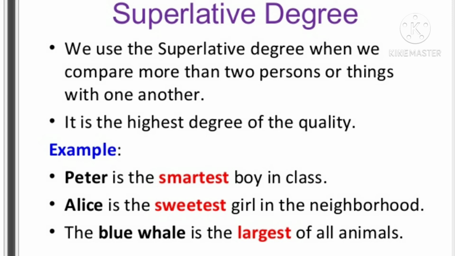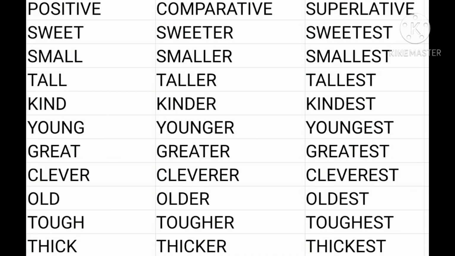Adjectives of one syllable and some of more than one syllable form the comparative by adding er, and the superlative by adding est to the positive. We will get it like that. See, here I am giving a small table. This table will help us go ahead with the degrees of comparison. Positive, comparative, superlative: sweet, sweeter, sweetest; small, smaller, smallest; tall, taller, tallest; kind, kinder, kindest; young, younger, youngest; great, greater, greatest; clever, cleverer, cleverest; old, older, oldest; tough, tougher, toughest; thick, thicker, thickest.